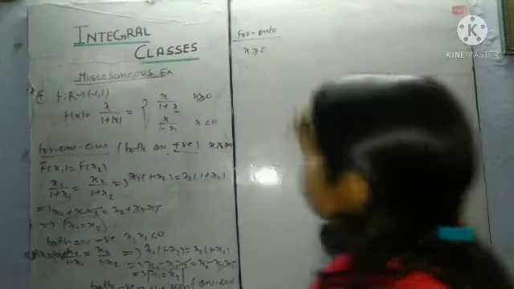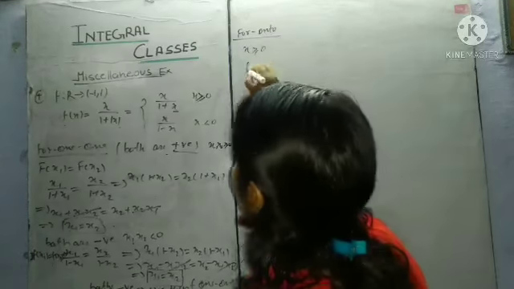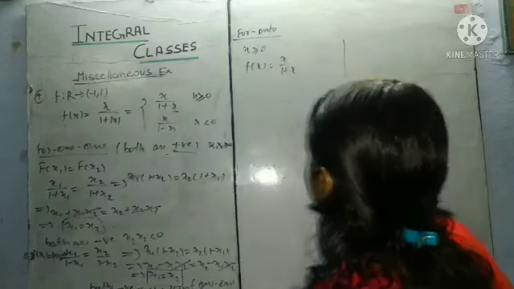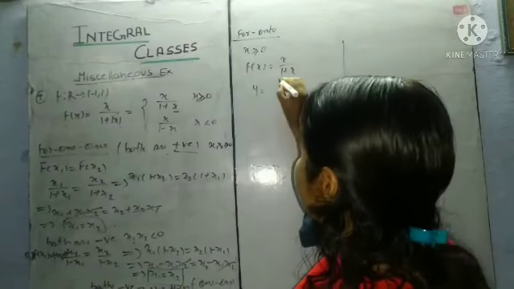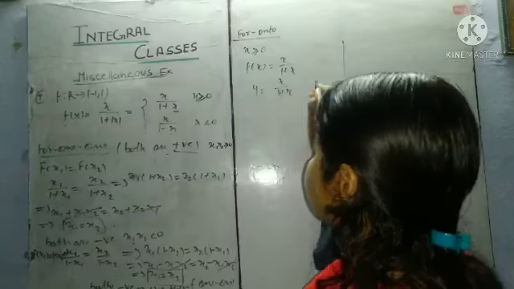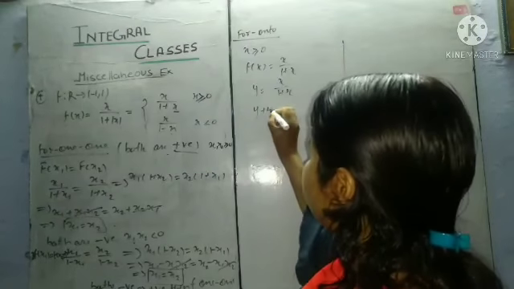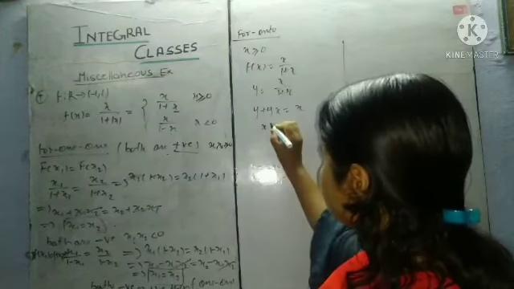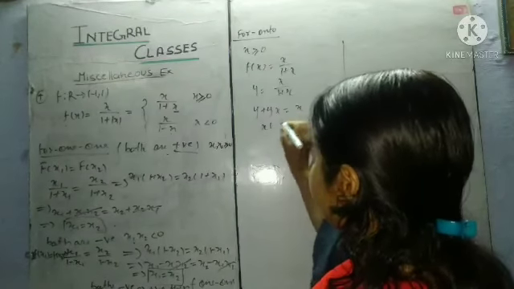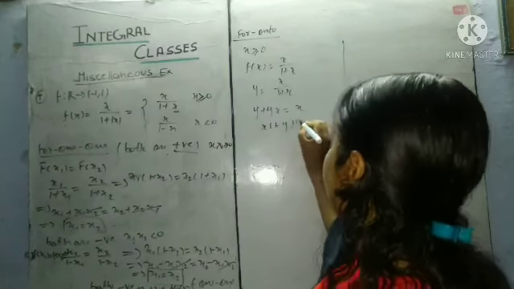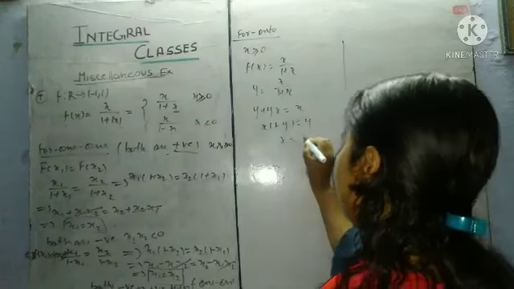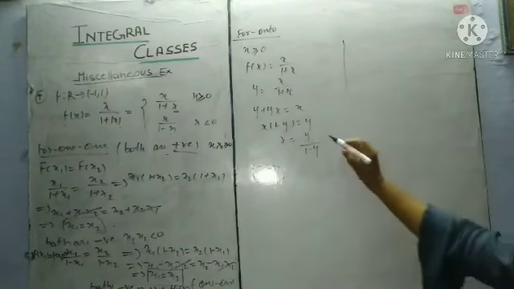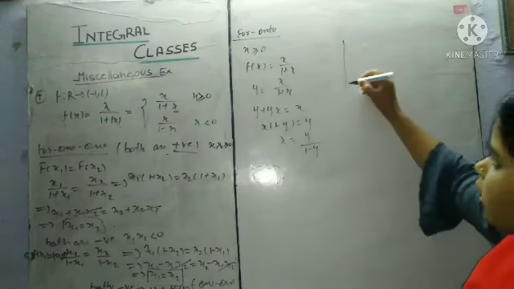For onto, suppose the first condition is x is greater than or equal to 0. So we will take f(x) = x/(1 + x). Now f(x) = y, x/(1 + x) = y, then y + yx = x, then x(1 - y) = y. So therefore x = y/(1 - y). It is the value of x in terms of y.